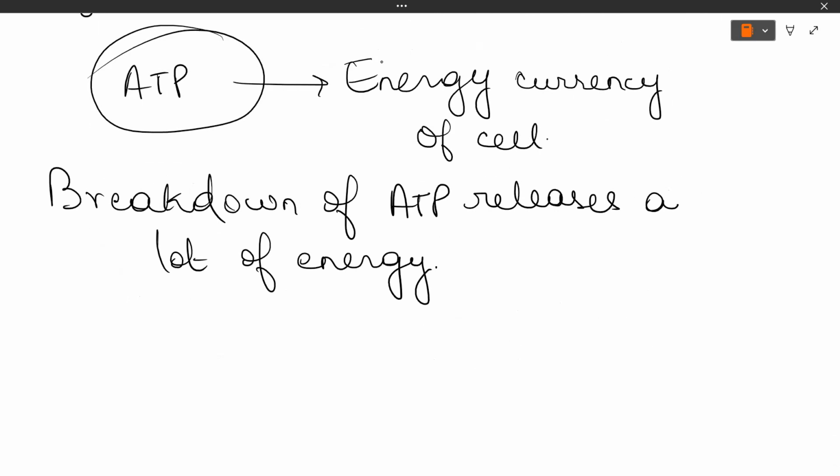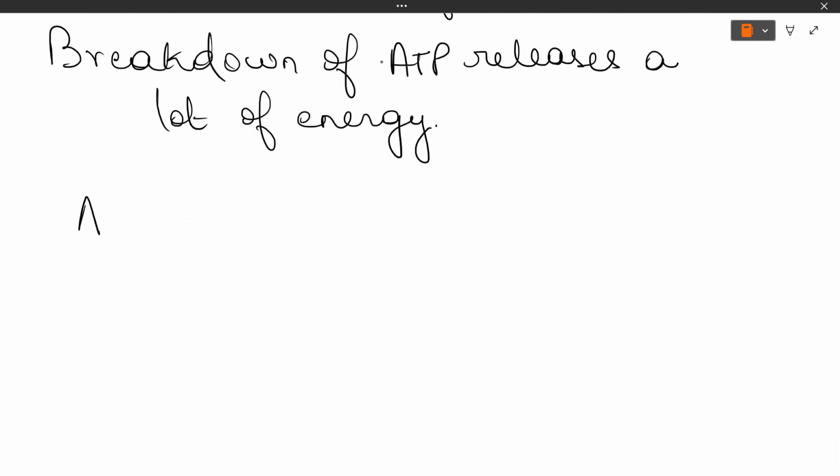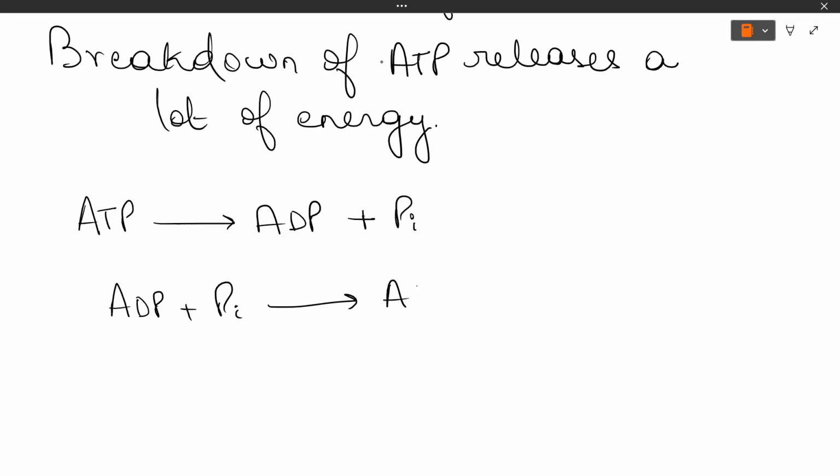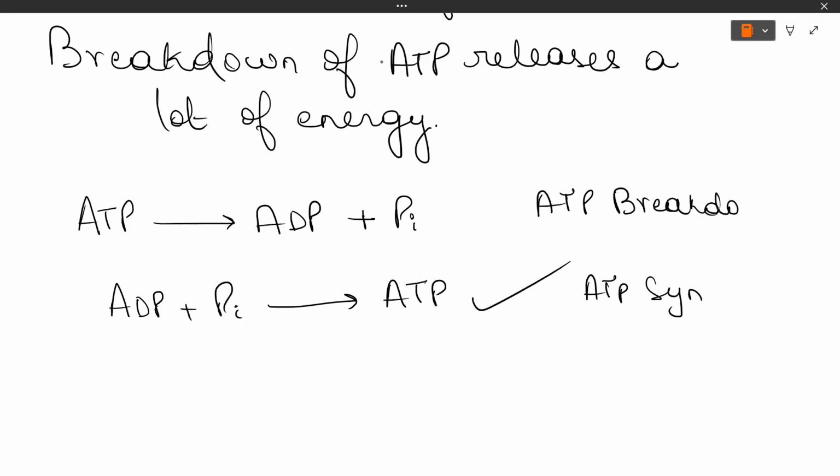And there is one thing you must know, that if you are showing the breakdown of ATP, then you will show it like ATP is turned into ADP plus Pi, which is the inorganic phosphate. And if the reaction is reversed, meaning ADP plus Pi is forming ATP, that is ATP synthesis taking place. This is ATP synthesis and this is ATP breakdown. Is it clear? Okay, very good. Do you have any doubts up till now?